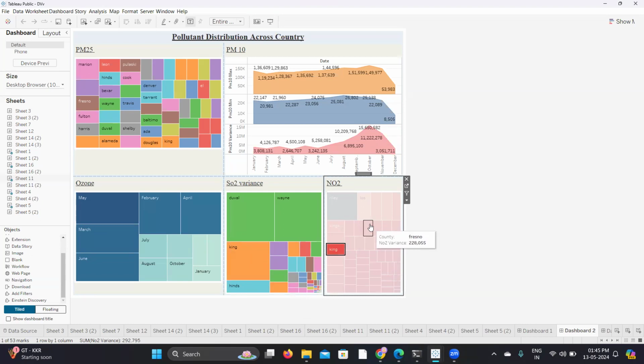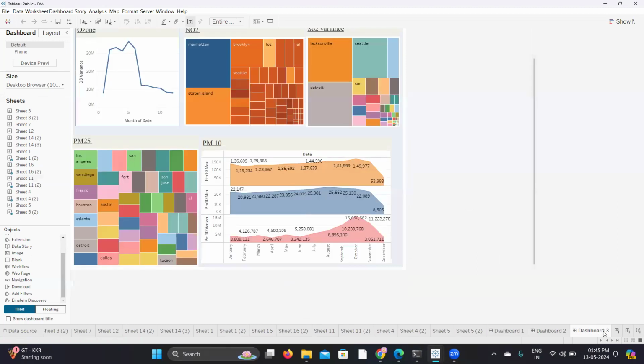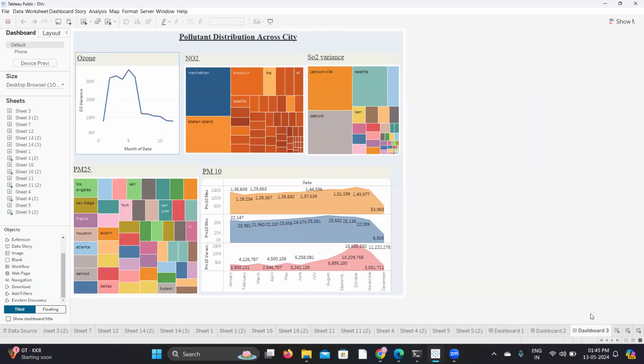Next, for NO2 also, if we click on a particular country, we get to see what city it is and what level the NO2 variance is at. So this is on another dashboard which shows the pollutant distribution across country. Next we have pollution distribution across city.